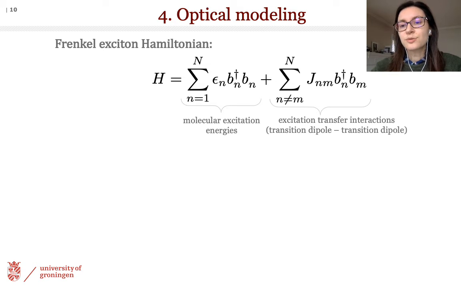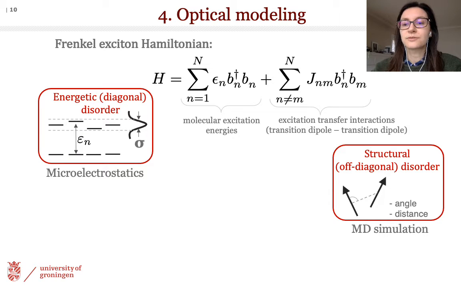To calculate absorption spectra, we use the Frenkel exciton Hamiltonian, where the first term is the excitation energies of the molecules, their diagonal elements. And the second term is the excitation transfer interactions, the off-diagonal elements. We include diagonal disorder from the Gaussian distribution of the energy shifts obtained from the microelectrostatic calculations. And off-diagonal disorder, we include directly by mapping transition dipole moments from each MD snapshot.